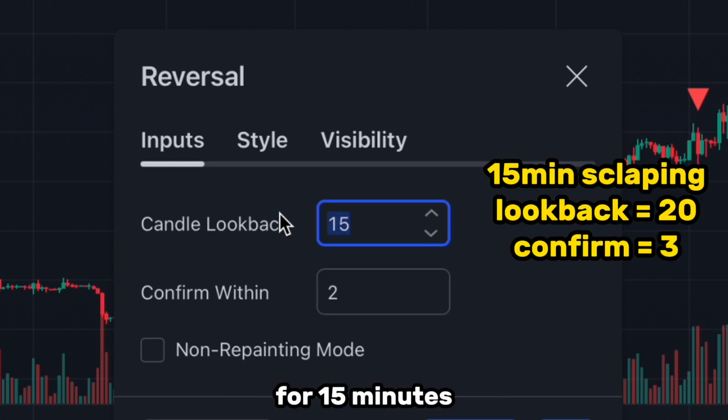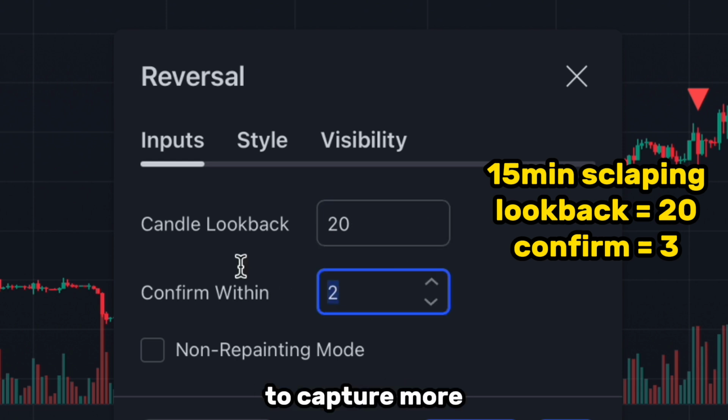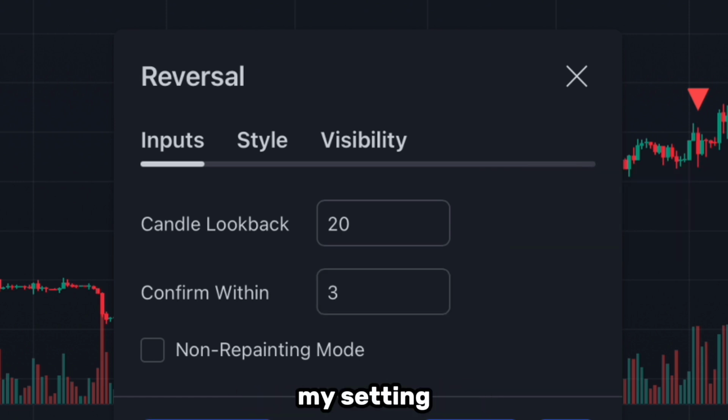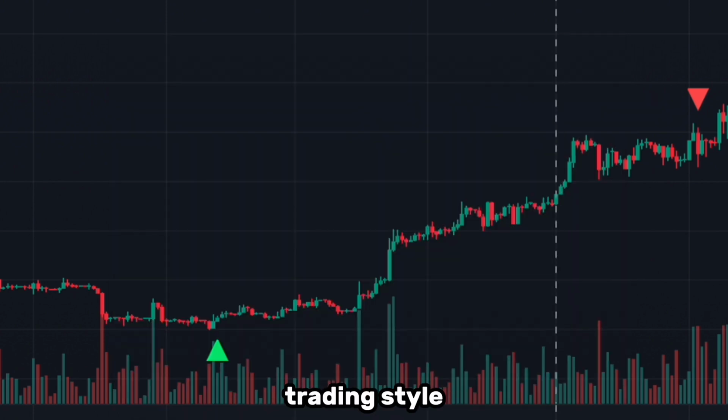For 15-minute scalping, a longer lookback period is useful to capture more significant reversals. Candlestick lookback 20, confirm within 3. You can use my settings as a reference to find the best trading strategy that suits your trading style.